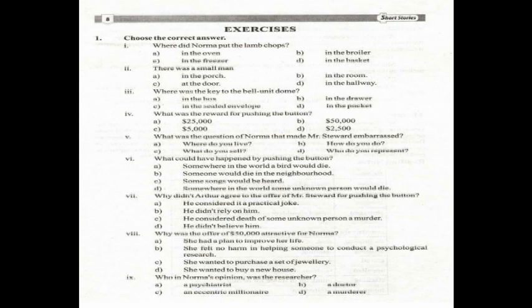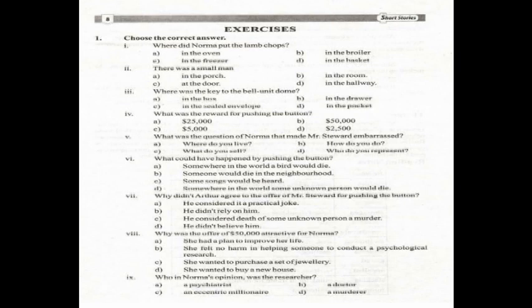What was the reward for pushing the button? $25,000, $50,000, $5,000, or $2,500? The right option is $50,000, which is option B. What was the question of Norma that made Mr. Stewart embarrassed? Number 1, where do you live? How do you do? What do you sell? And D, who do you represent? Option D is correct. Who do you represent?